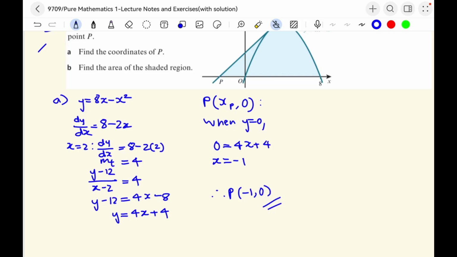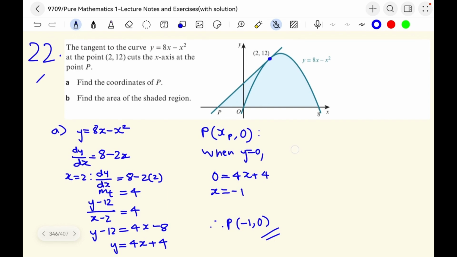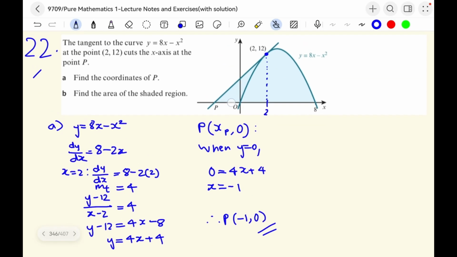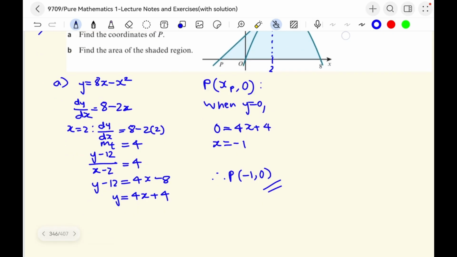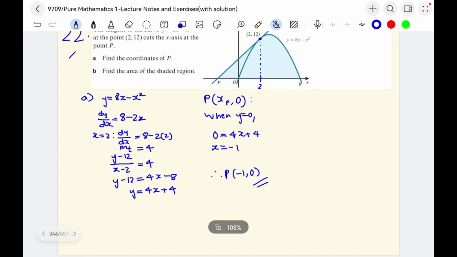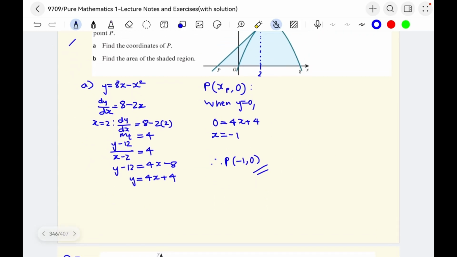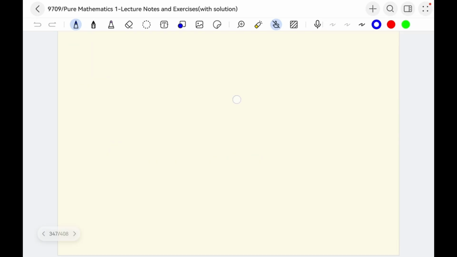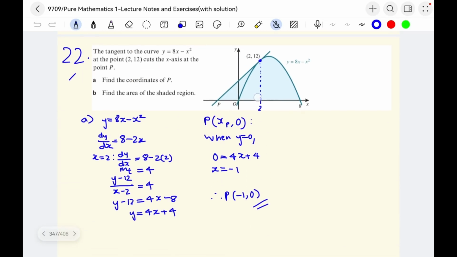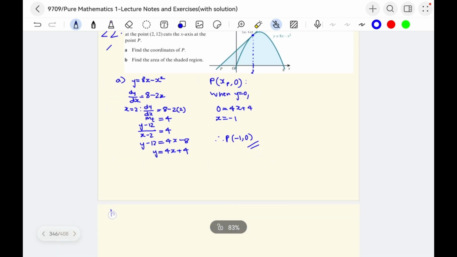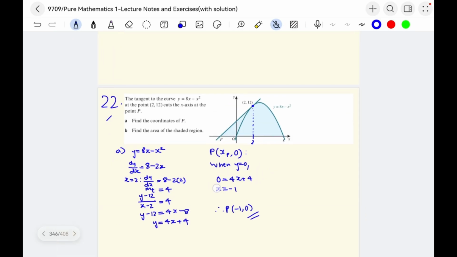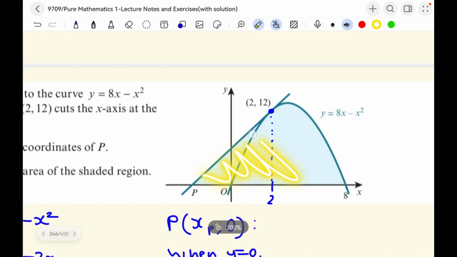Okay. And then it's time for us to find the area of the shaded region. So you have several methods that you can use, but for me, I'll use the quickest way. The most essential element is saving time. Okay. B, find the area of the shaded region. Okay, the area of this region. All right.